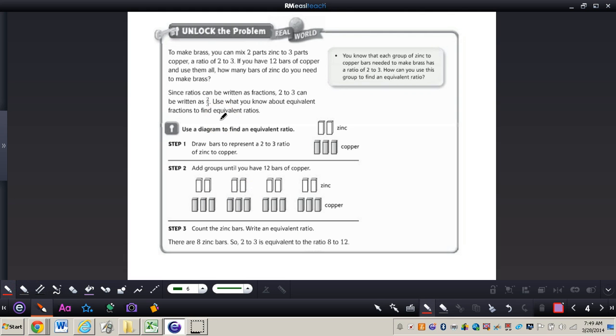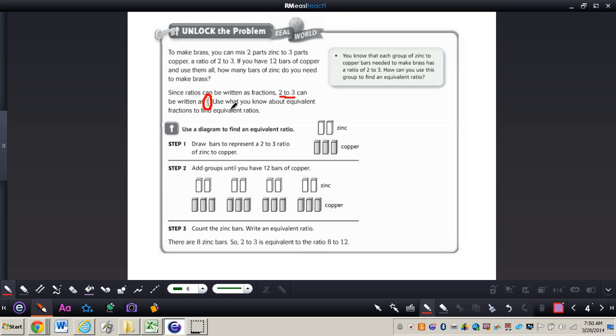So the beginning here, let's take a look at this problem. Let's unlock the real world example. It says to make brass, you can mix 2 parts zinc to 3 parts copper, a ratio of 2 to 3, which I'm sure all of you already knew how to make brass. Okay, so if you have 12 parts of copper and use them all, how many parts of zinc do you need to make brass? Okay, so since ratios can be written as fractions, 2 to 3, like I just showed you, can be written as 2 over 3, just like that.